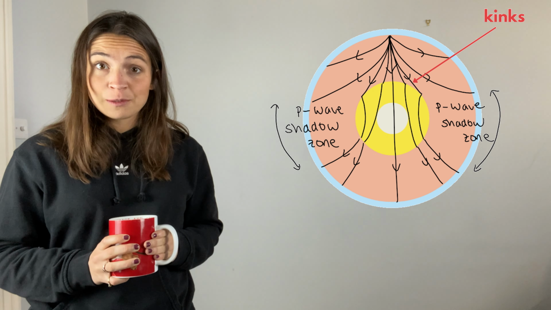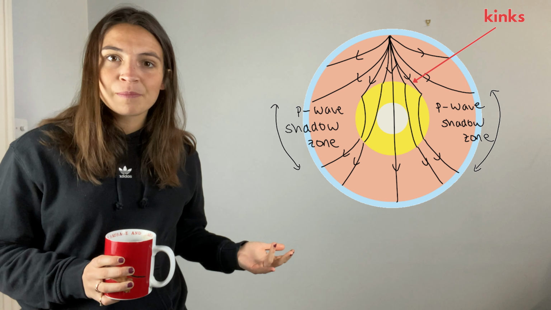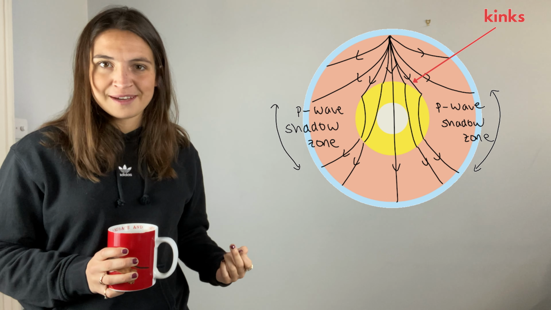You do detect P waves on the other side of the Earth because P waves are able to travel through liquids. So using all the information together of S and P waves, scientists can begin to build a picture of the internal structure of the Earth.